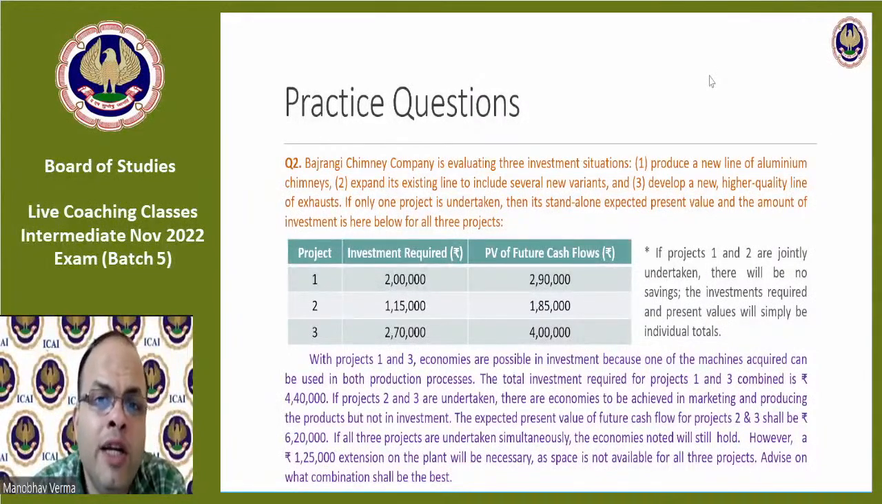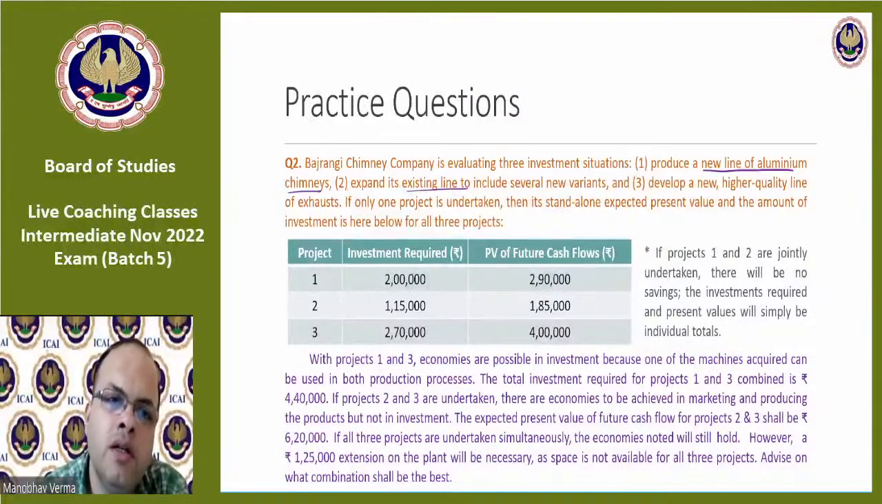So they are evaluating 3 investment situations. One, producing new aluminium chimneys. Second, expanding its existing line with some additional variants. And third is moving on to exhaust. In this question, trust me, almost every statement becomes very, very important.